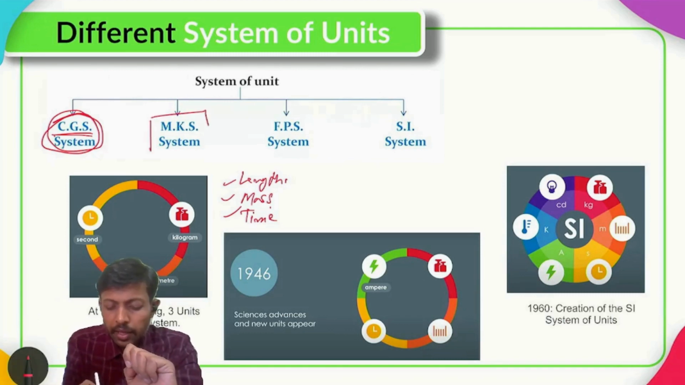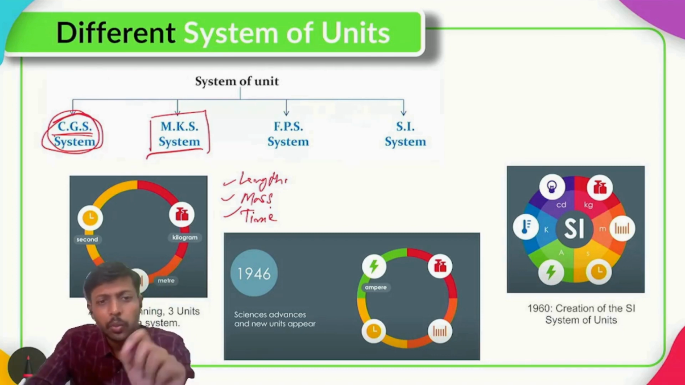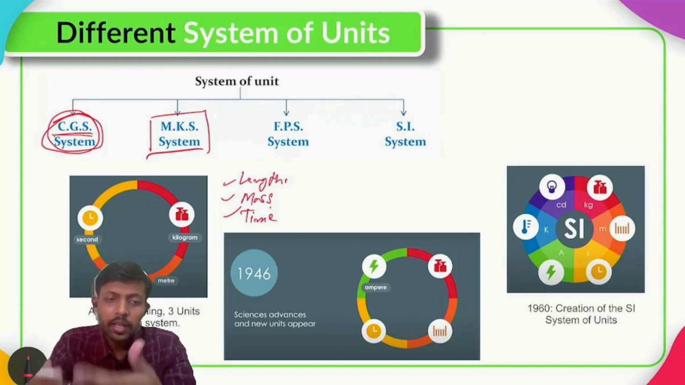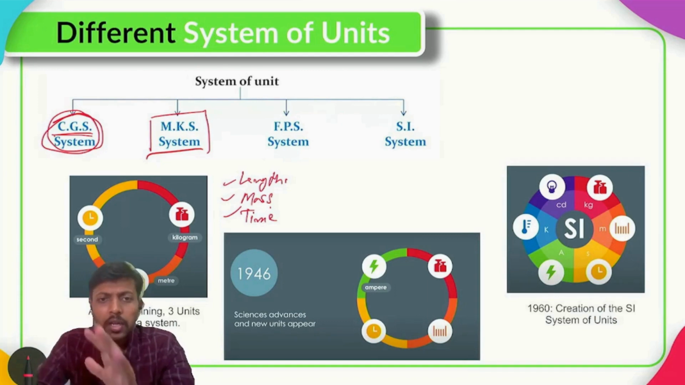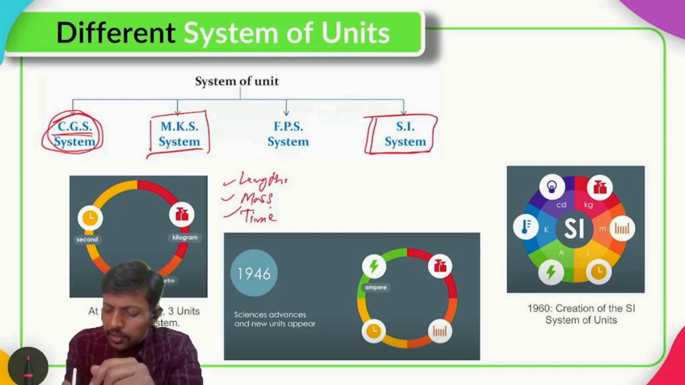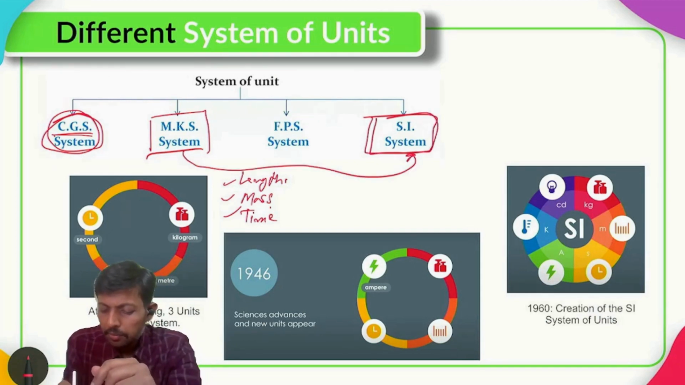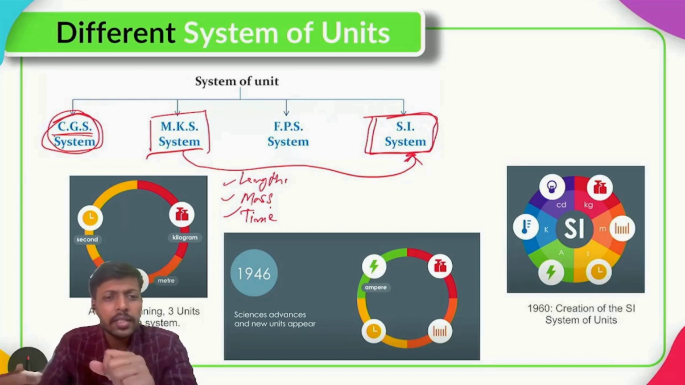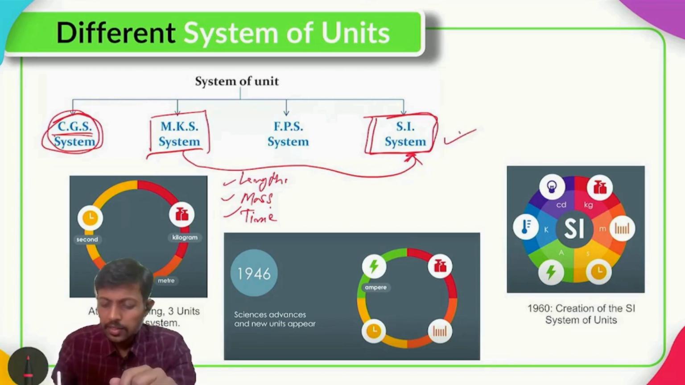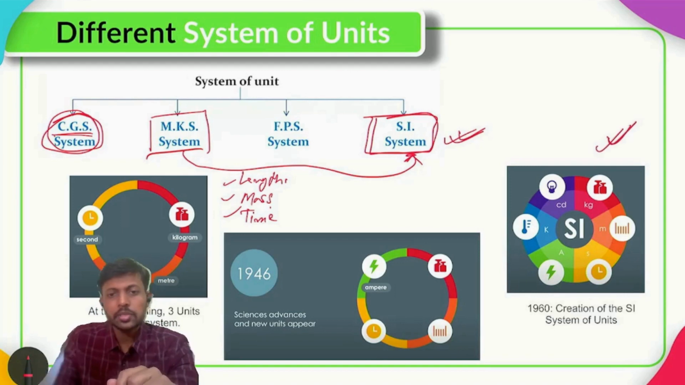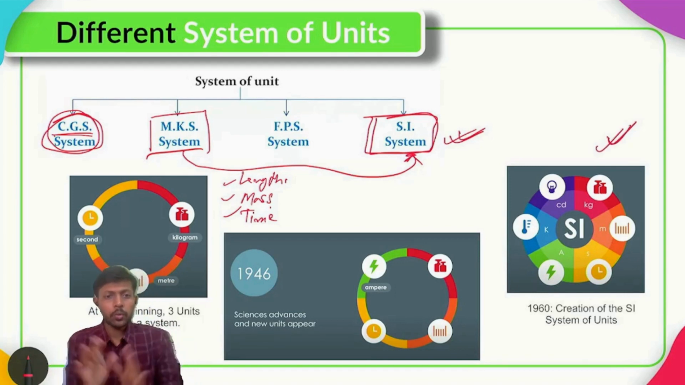Similarly, we have MKS system and FPS system. MKS system is when length was measured using meters, mass as kilograms, and so on. Foot pound system, as the name suggests, length and mass were measured in foot and pound respectively. SI system is actually a derivative of the MKS system. So we started refining the MKS system and finally we got the SI system, which is this last image that you see.